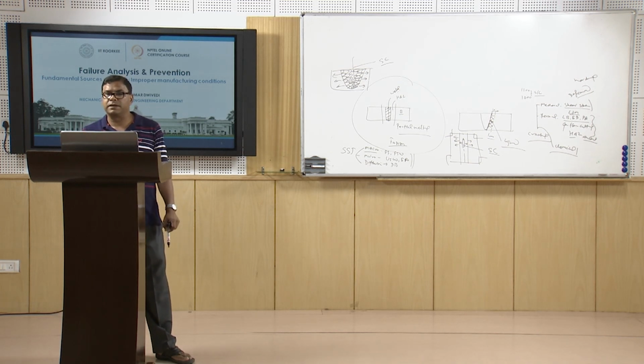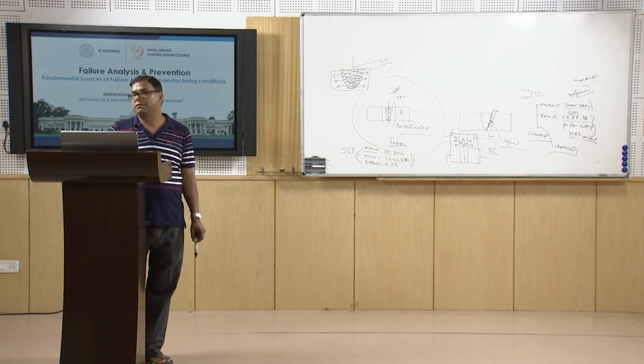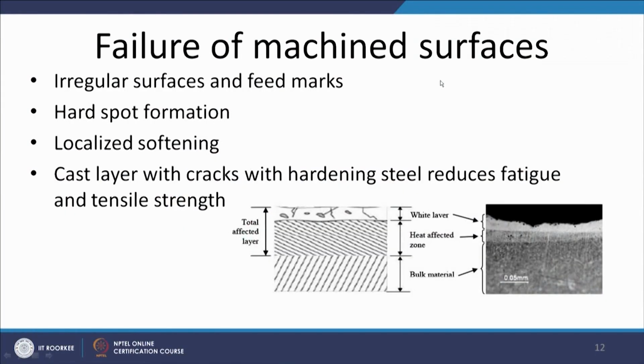This is one typical example of the factors that lead to failure in the case of machined surfaces. We know machined surfaces have a lot of feed marks and rough marks. These feed and rough marks act as a source of stress concentration, which in turn promotes the nucleation and growth of cracks easily.